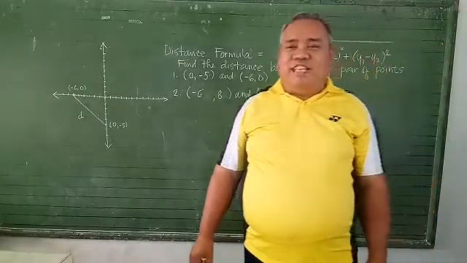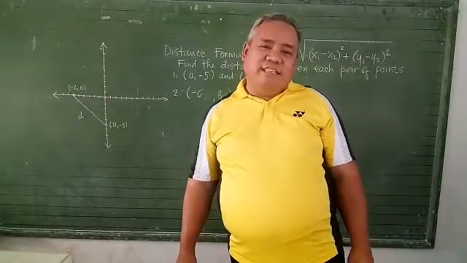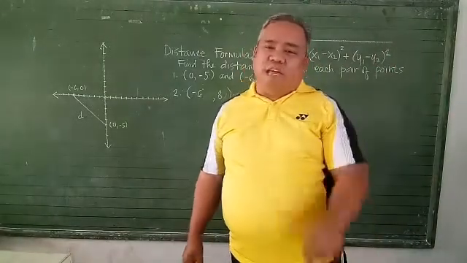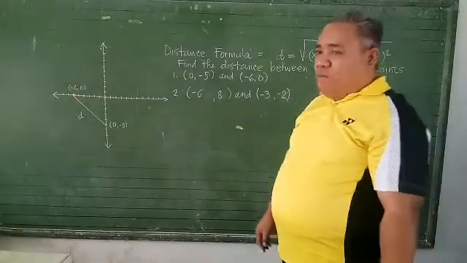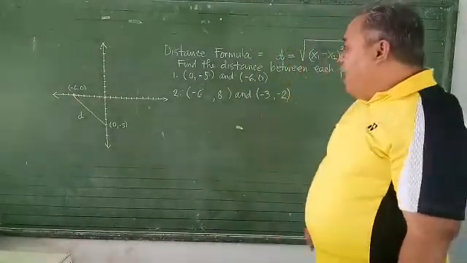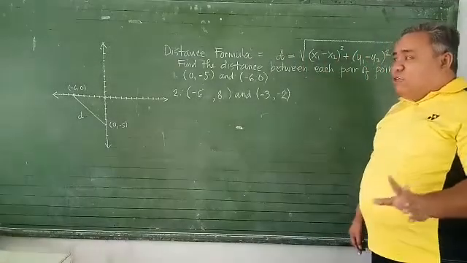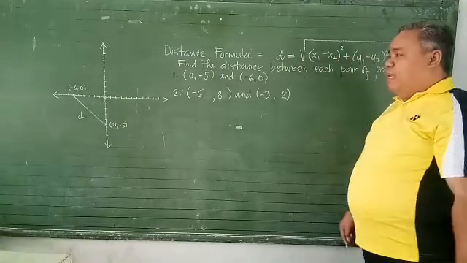This time, we're going to discuss our 7th module. Under the 7th module, we're going to discuss only two topics. The first topic is about the distance formula. What is a distance formula? A distance formula gives the distance between two coordinates in a Cartesian plane.